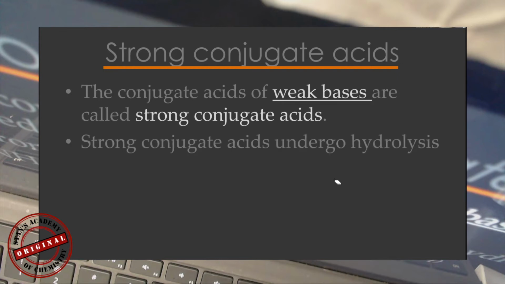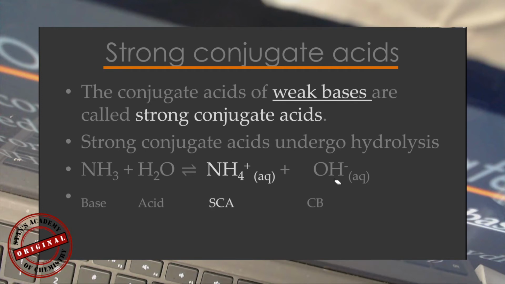Strong conjugate acids undergo hydrolysis, just like strong conjugate bases. I'm going to write an example here. Ammonia, when dissolved in water, changes into ammonium ions and hydroxide ions. So ammonia, according to Bronsted-Lowry theory, will gain a proton, therefore it's a base. Water donates the proton, therefore it's an acid, producing a conjugate acid, which we are going to call a strong conjugate acid because this is a weak base.